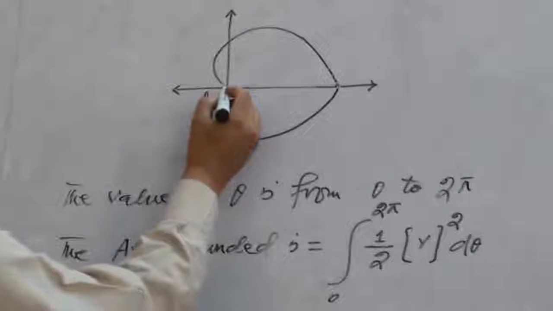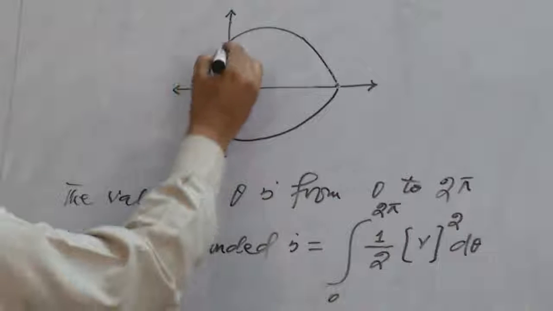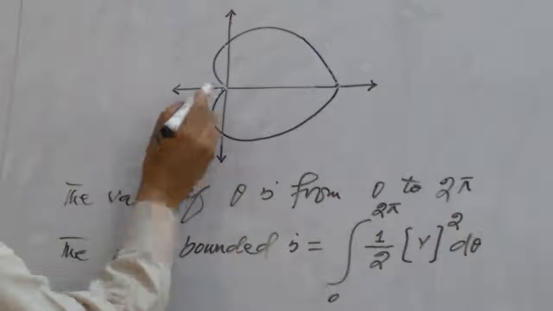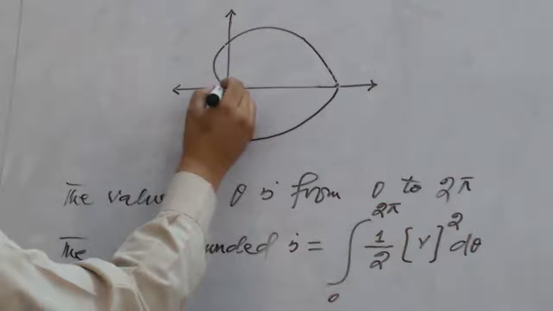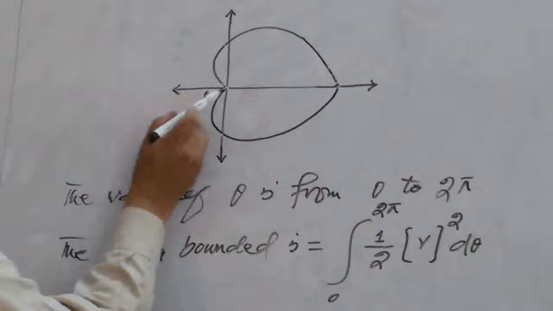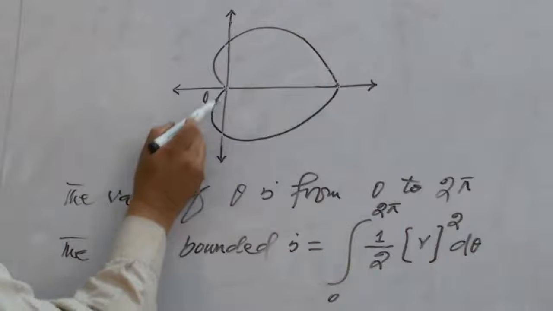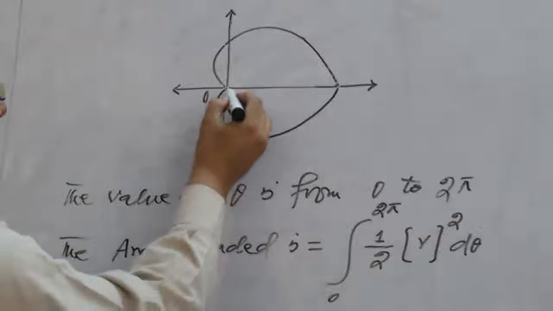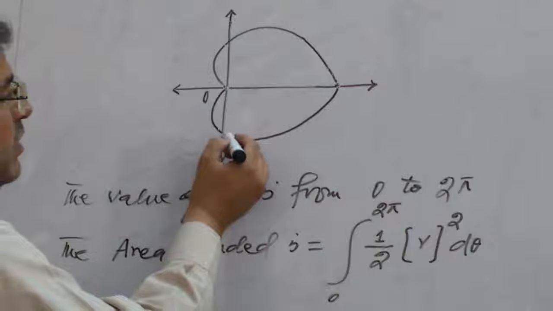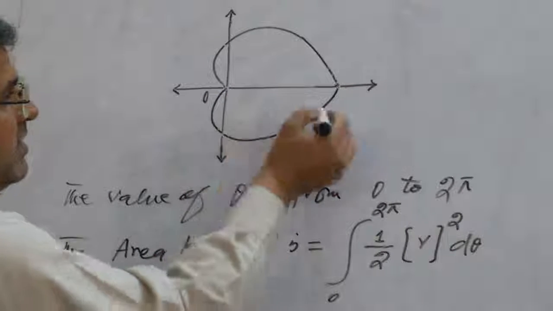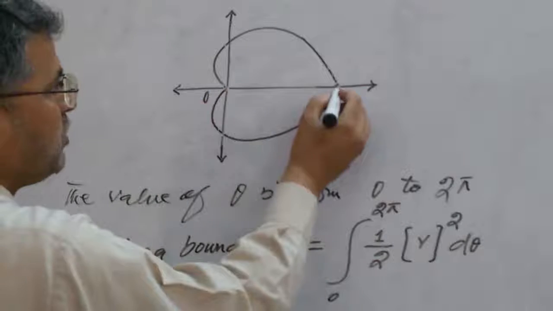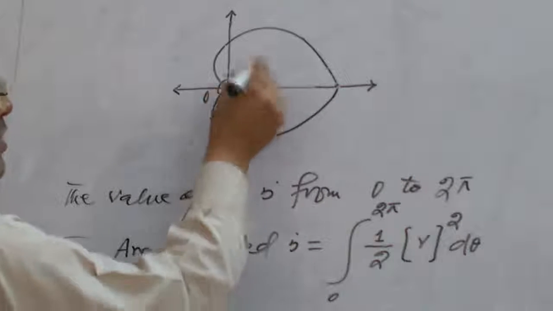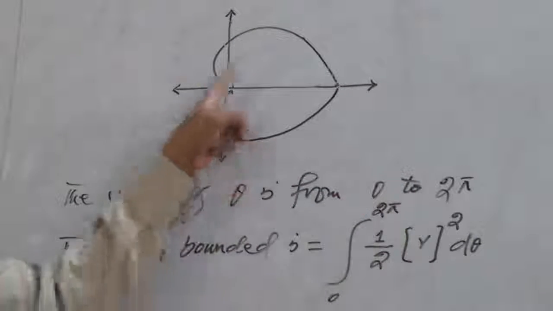And when theta is greater than 90 degrees, the value of r will be this point, and so on up to 180 degrees. When theta is equal to 180 degrees, the value of r will be equal to 0. And when theta is greater than 180 degrees, the length from the origin up to this point is, these are the points. And when theta is greater than 270 degrees, the value of r is equal to, these are the lengths. So this is the rough sketching of the graph. The value of theta is from 0 to 2 pi, that is the total angle measured around the cardioid.